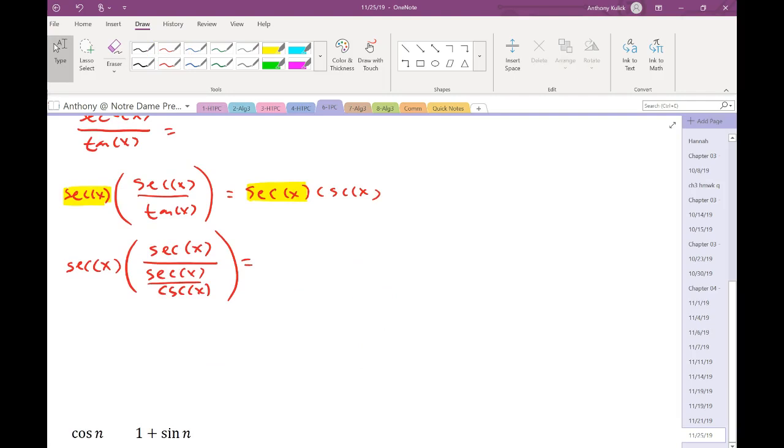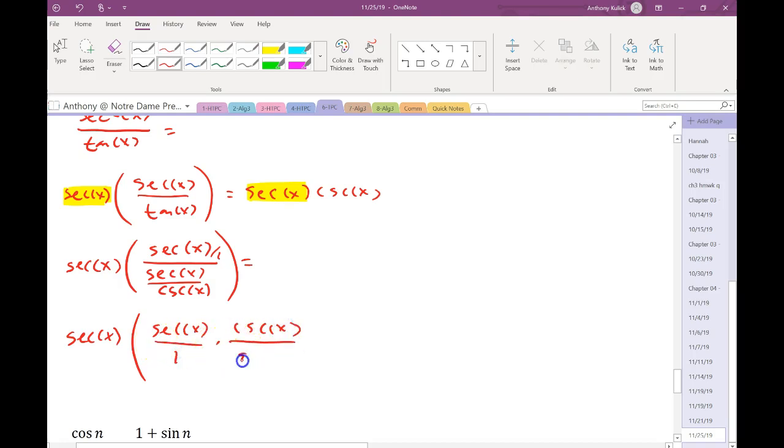Yeah, so how would I simplify that? Well, this is two fractions that are being divided, right? Because really the top is like secant over 1. So how do we divide two fractions? Yeah. We see those guys cancel out. And we're left with exactly what we're hoping to get.